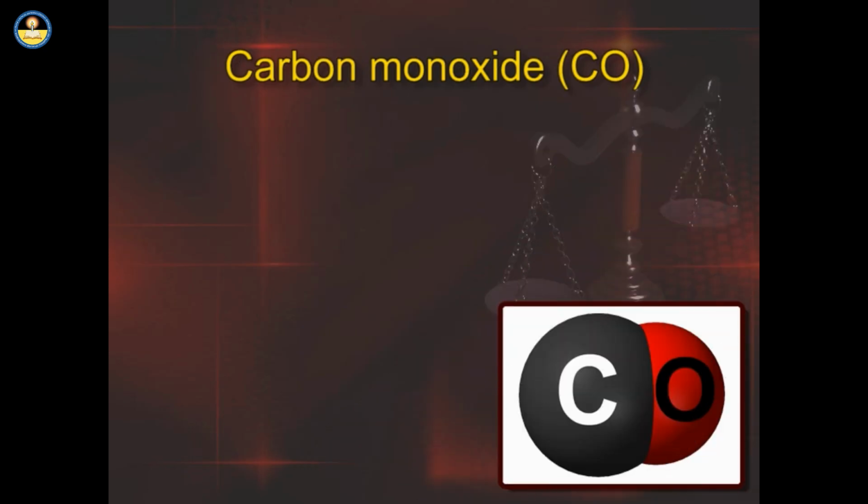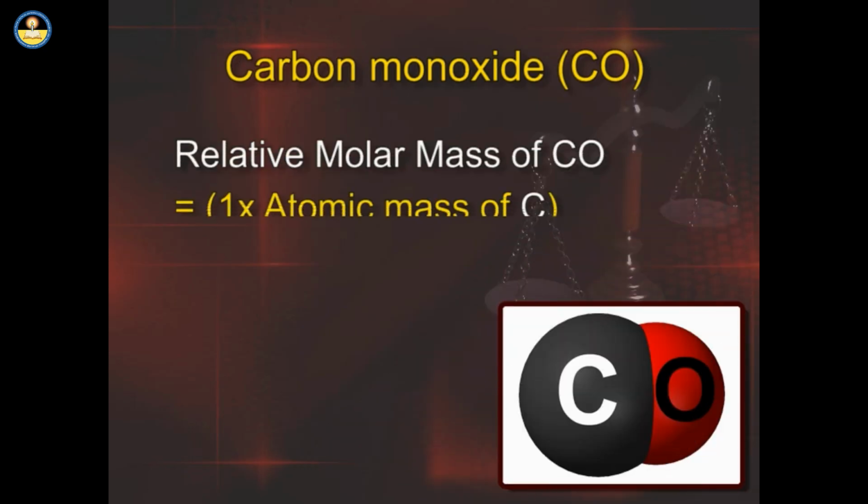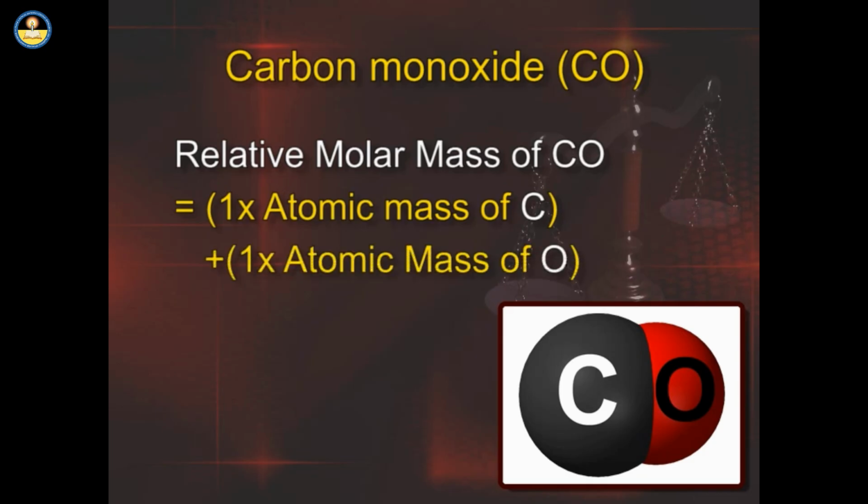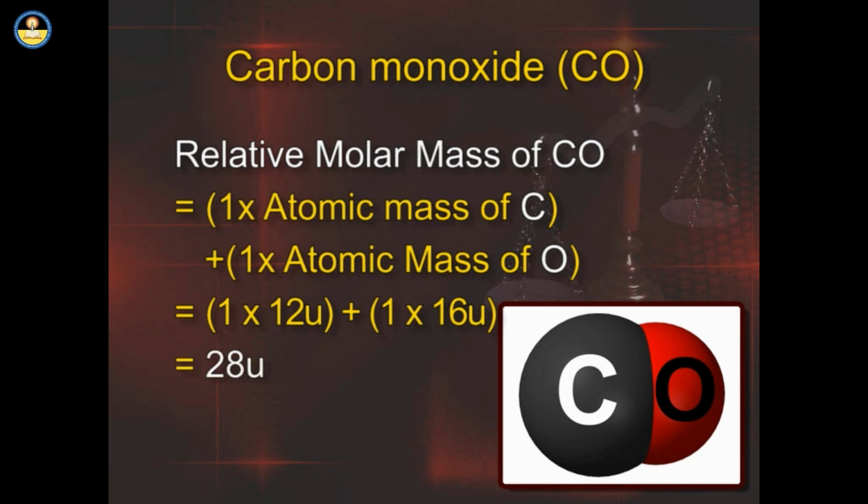Next is carbon monoxide. Relative molecular mass of carbon monoxide is equal to 1 multiplied by atomic mass of carbon plus 1 multiplied by atomic mass of oxygen, which is equal to 1 multiplied by 12U plus 1 multiplied by 16U, that is 28U.